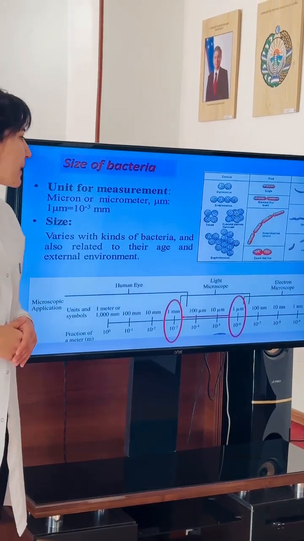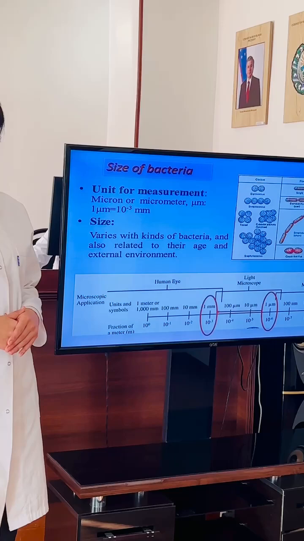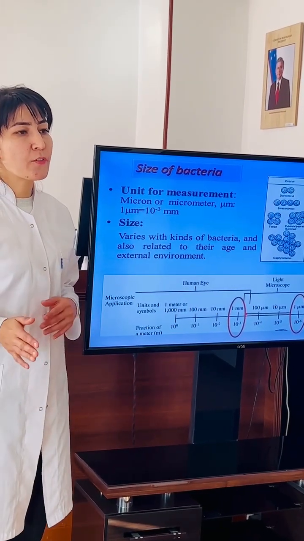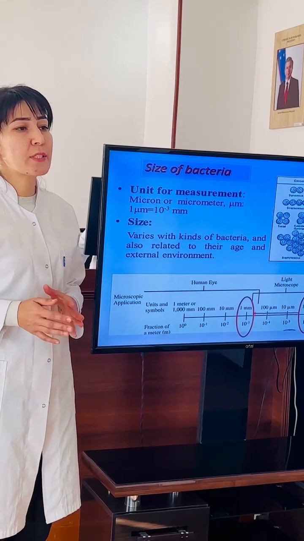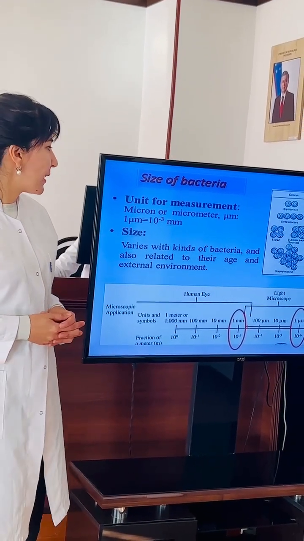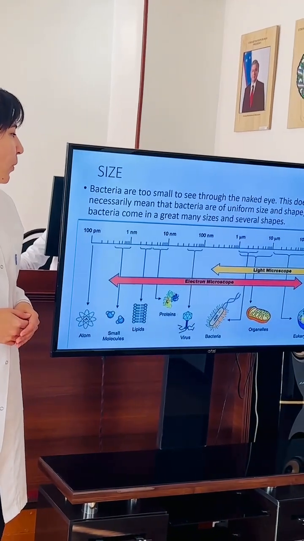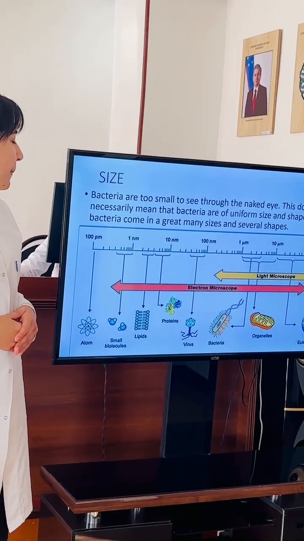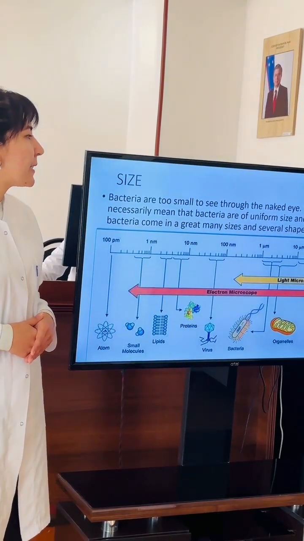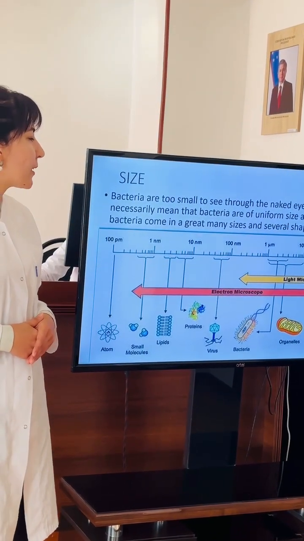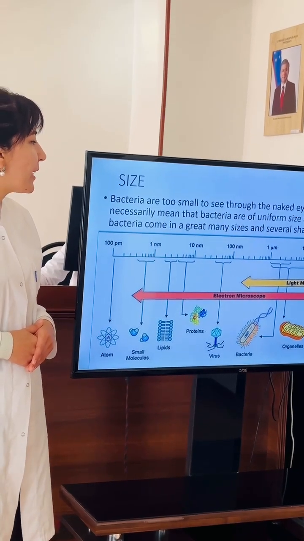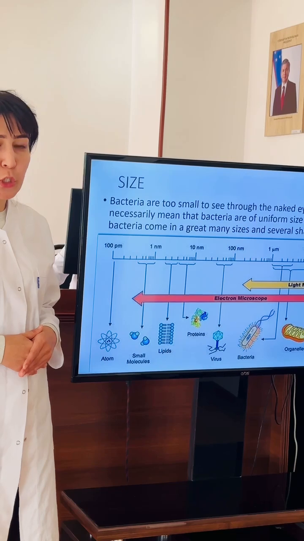Size of the bacteria. The size of the bacteria is very important for us. It varies with the kind of bacteria and is also related to age and external environment. Here we can see many types of bacteria. Bacteria are too small to see with the naked eye. This does not necessarily mean that bacteria are of uniform size and shape. In fact, bacteria come in a great many sizes and several shapes.